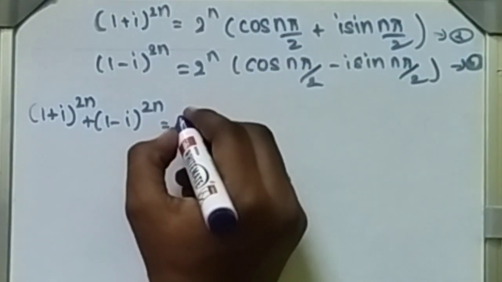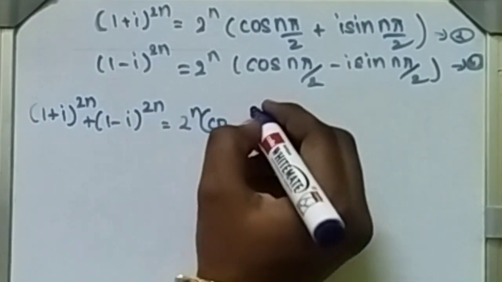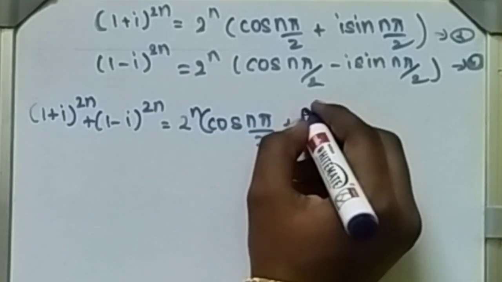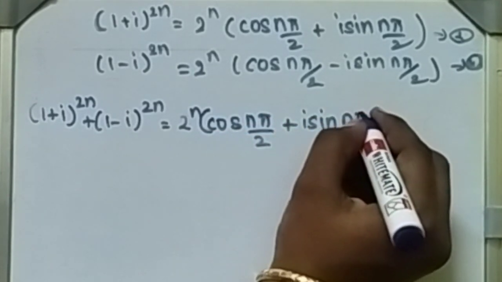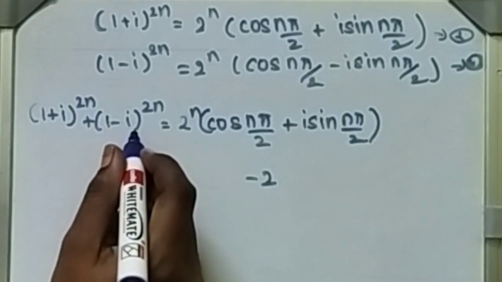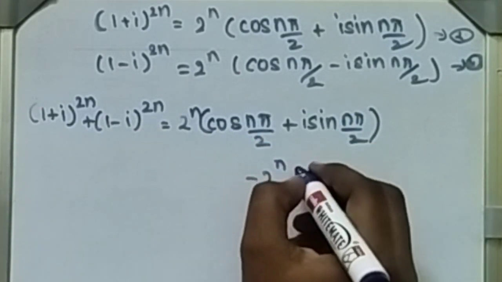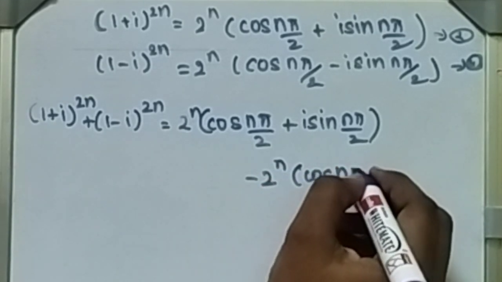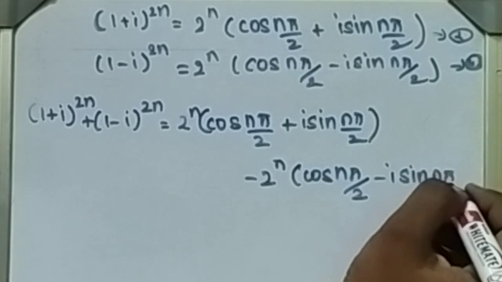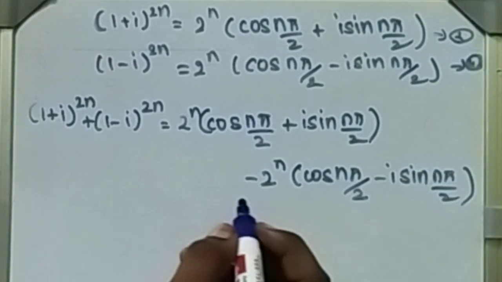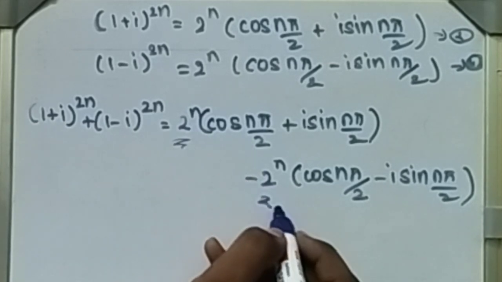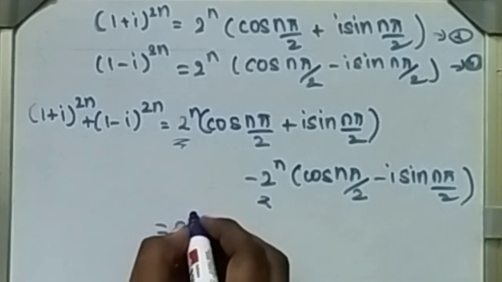It is 2^n multiplied by cos(nπ/2) + i sin(nπ/2), and what is the value of (1-i)^2n? 2^n (cos(nπ/2) - i sin(nπ/2)). Clear? Clear. In both the terms, what do we have in common? 2^n. So I am taking this out, 2^n.